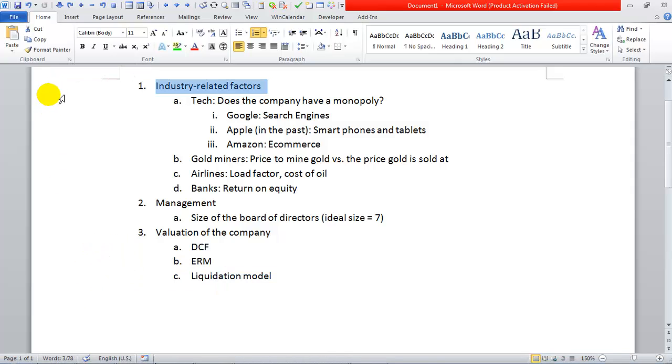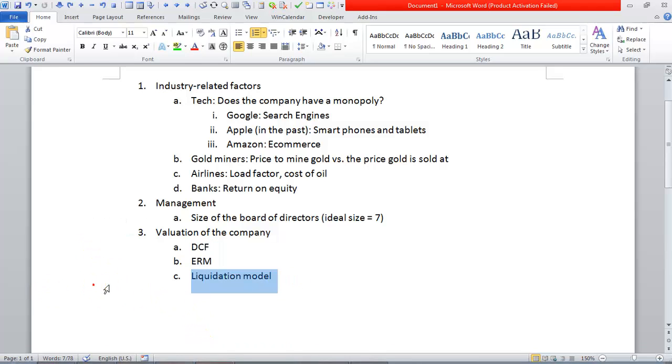So again, to review, my three-step fundamental analysis is look at the industry-related factors. You've got to know a bit about the industry before you can figure out those factors. Look at the size of the management, and then choose a valuation model. Actually look at all the valuation models and see which one makes most sense.